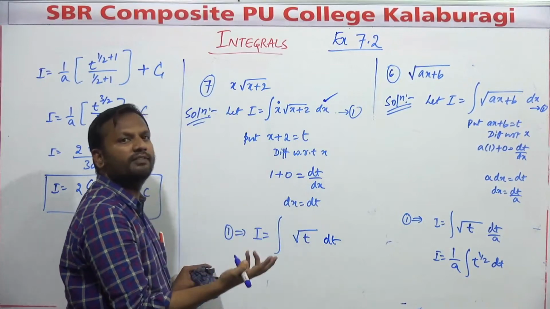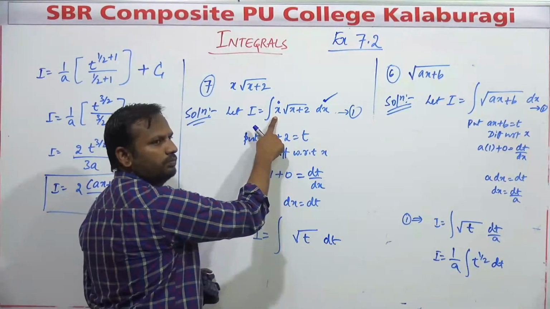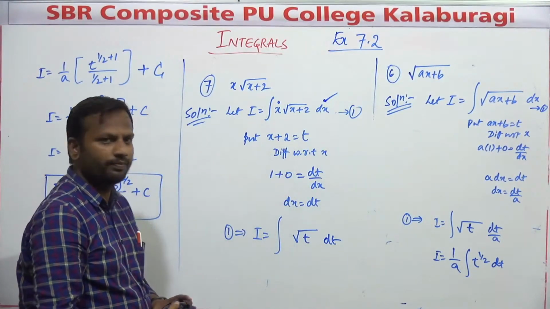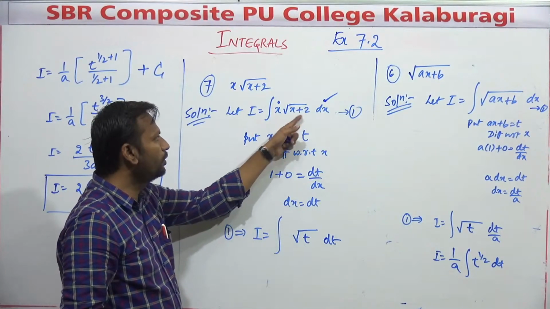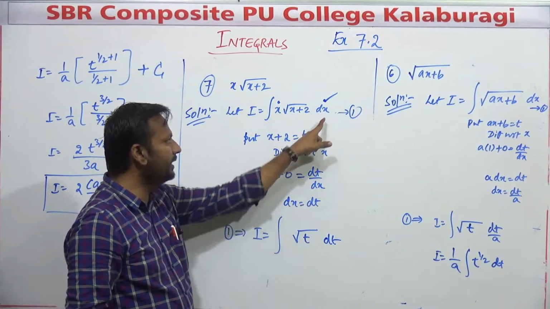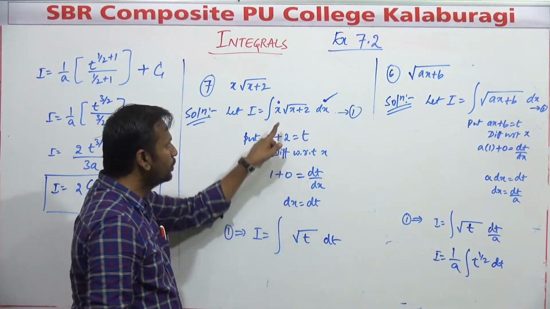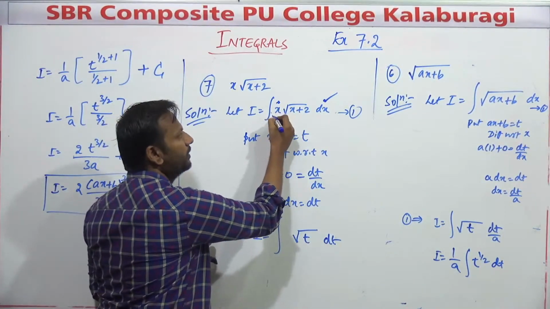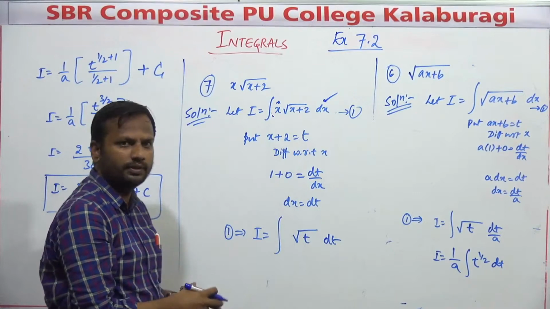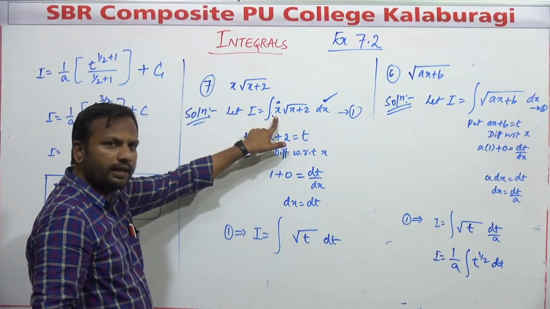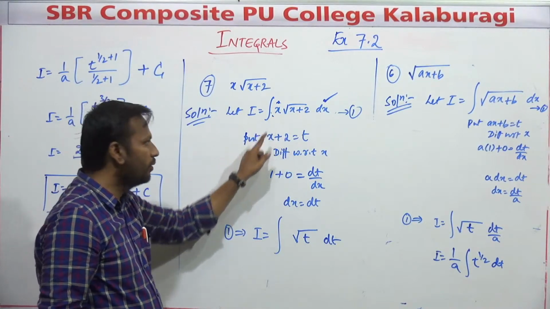So what is left out here? x is left out. So what to do for this one? Root of x plus 2 is t, dx I replace as dt. So again x is left out here. Yes or no? What to do for this? x again you have to replace as t.